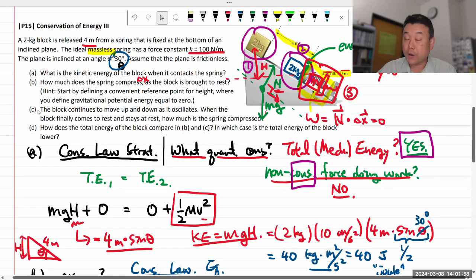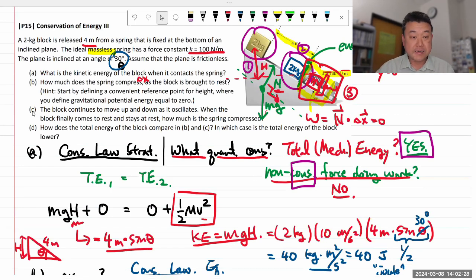So in C, it's lower. The energy in C is lower than the energy in B because as it oscillates back and forth, to reach the state in C, some of the mechanical energy has dissipated into heat through the friction, work being done by the friction force. So yeah, the total energy of the block without calculating it, I know it should be lower in C. And you can do the calculation and double check.